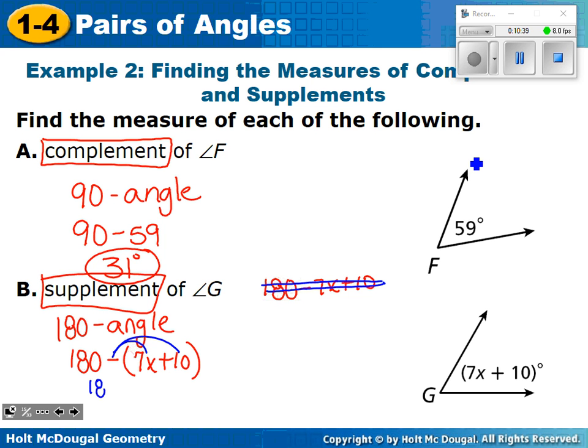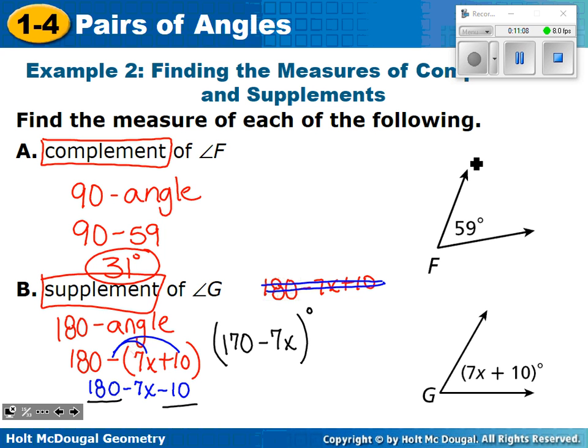So we have 180 minus our 7x minus 10. Okay, there's no equal sign. We don't have an equation. We're not solving for x. We're just simplifying. What can we combine here to simplify? Very good. Negative 10 and 180. What is 180 and negative 10? 170. So this would be 170 minus 7x.